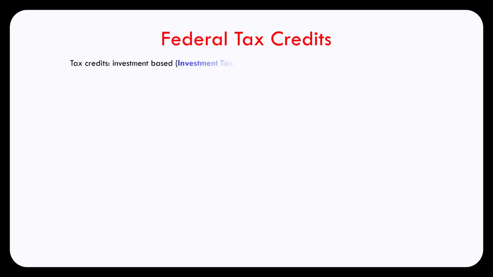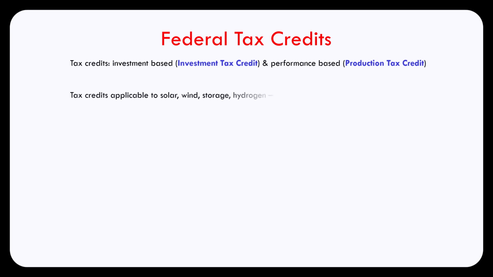So first, let's remind ourselves about the federal tax credits in the United States. They can either be investment-based, hence it's called investment tax credit, or they can be based on performance and therefore called production tax credit. The tax credits under the Inflation Reduction Act are applicable to solar, they are applicable to wind, storage, and other technologies such as hydrogen. However, we are going to be focusing on only solar and wind in this course.